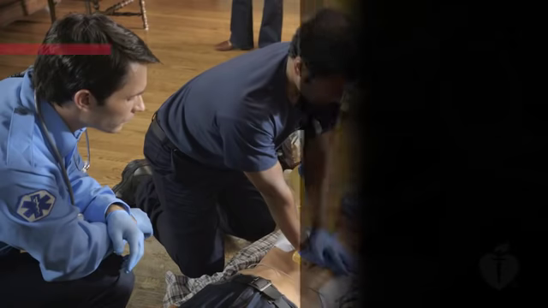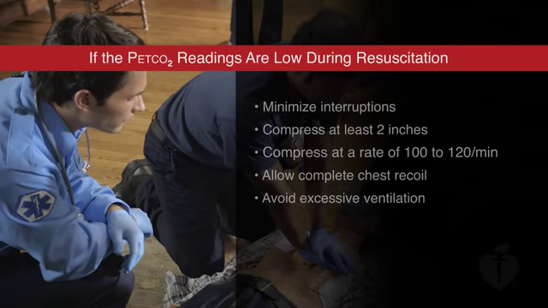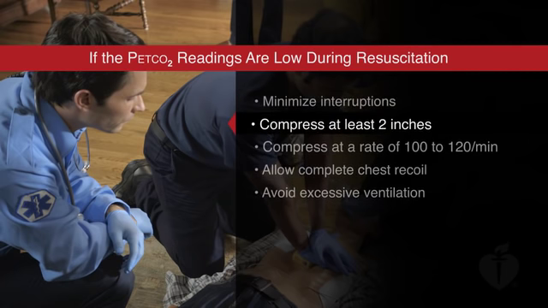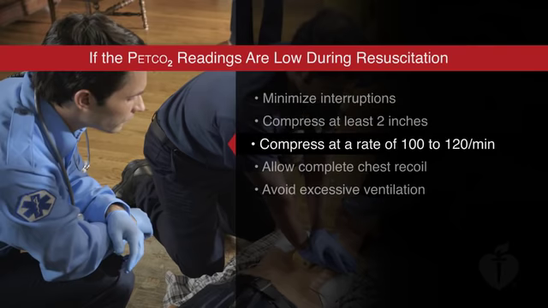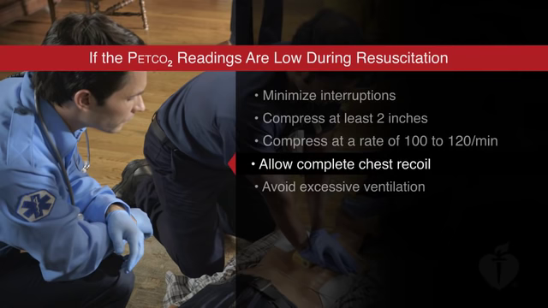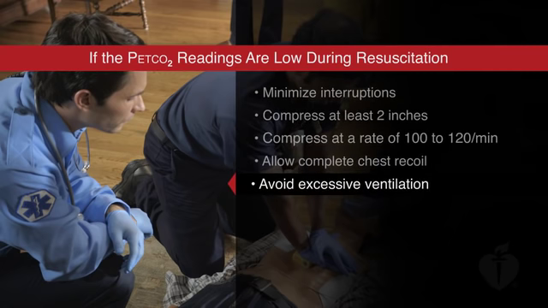If the CO2 readings are low during resuscitation, the team should optimize CPR quality by minimizing interruption in compressions, delivering compressions at a depth of at least 2 inches and at a rate of at least 100 but no more than 120 compressions per minute, allowing complete chest recoil and avoiding excessive ventilation. Sudden changes in the waveform should trigger immediate reassessment of the patient.